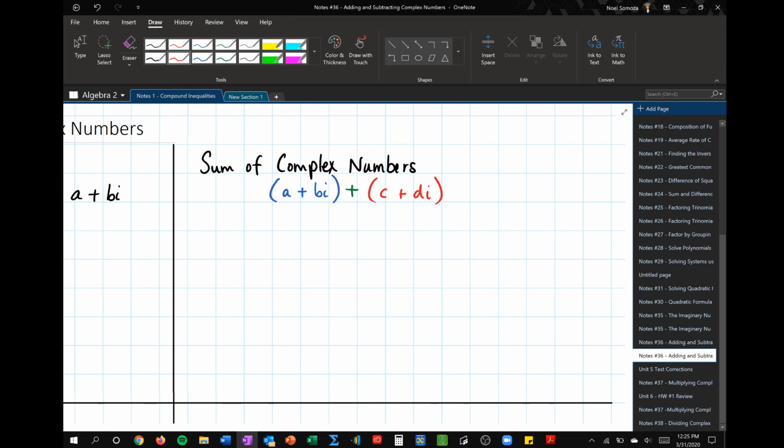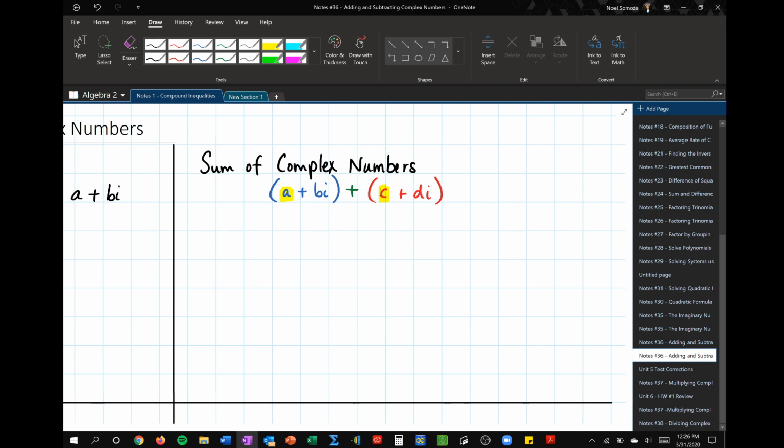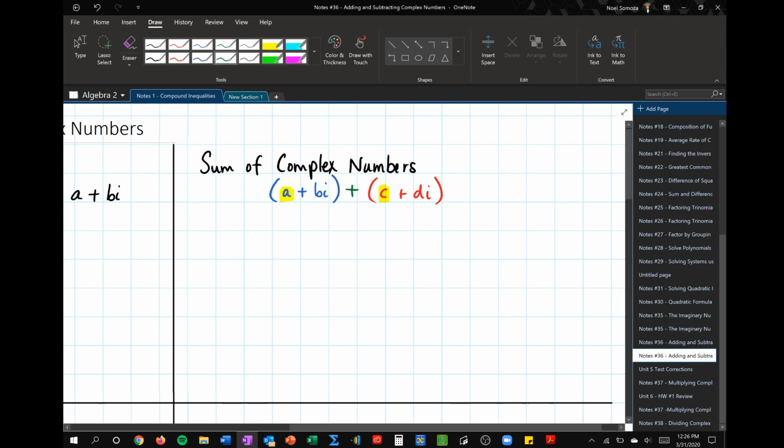Here's how complex numbers work. It's really easy. I want you to think of this as: I can only add real numbers together and I can only add imaginary numbers together. For example, a is a real number, c is a real number. How do we know they're real? It's because they don't have an i next to them. If there is an i attached to the number, then it is an imaginary number. So I'm allowed to add a plus c, so I can write this as a plus c.